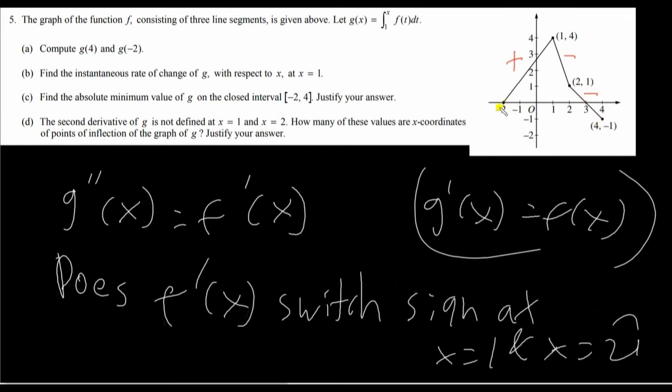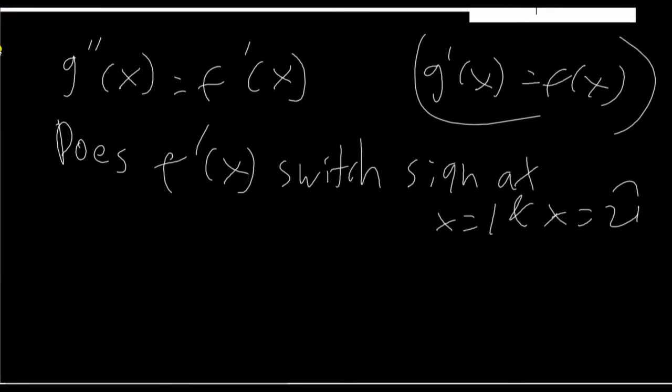So we see that from negative 2 to 1 and from 1 to 2, there was a switch in the slope. So that means this is a point where the first derivative of f switched signs, and therefore the second derivative of g switched signs, and therefore this is an inflection point on the graph of g. But when we look at x equals 2, we see that it goes from negative to negative, so it didn't switch sign, and therefore this is not an inflection point on g.